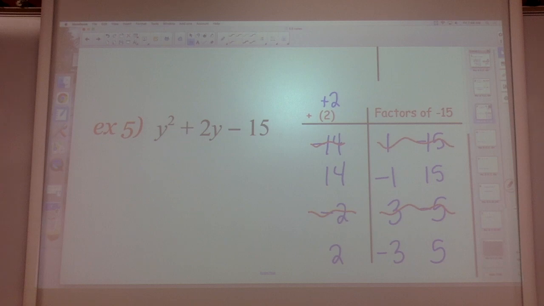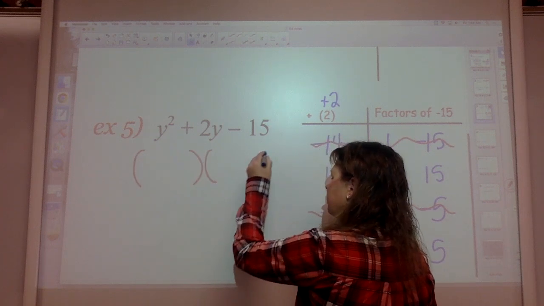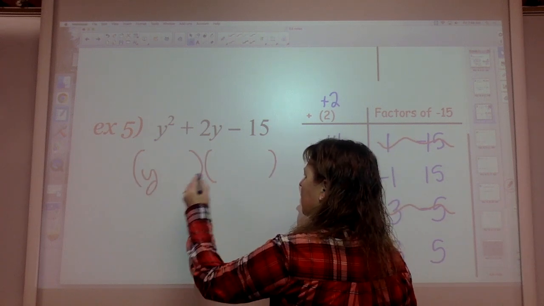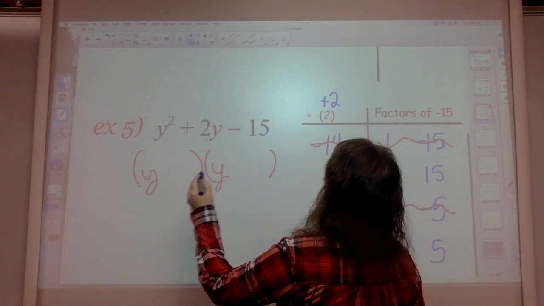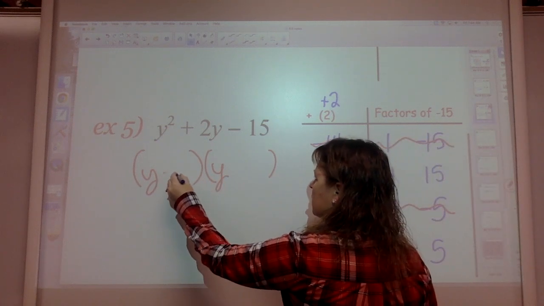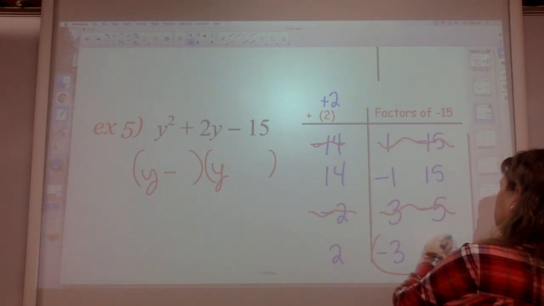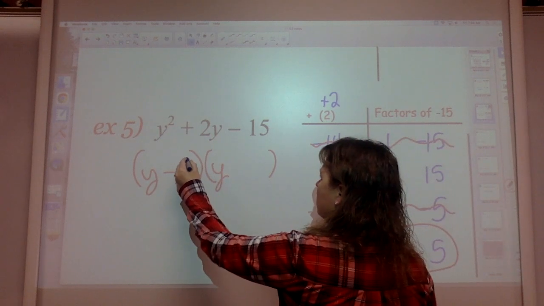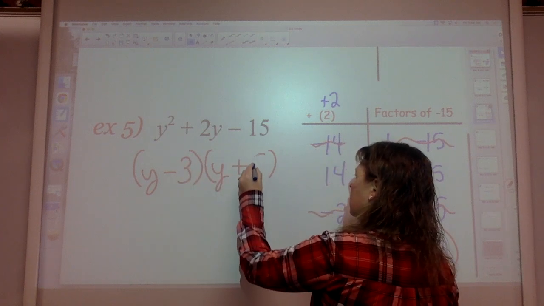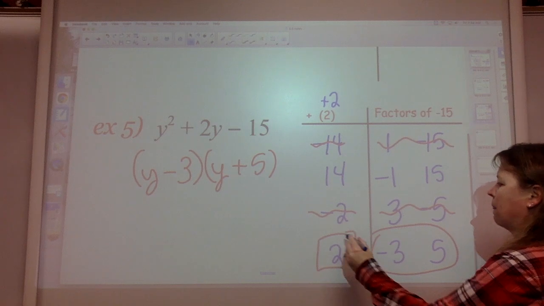The sooner you catch on to that, the less time it takes you to do every one of these example problems or your homework. All right, break it up. We've got a y and a y. And our two factors we found out over here are negative 3 and 5. So it's minus 3 and plus 5. Remember, we wanted it to come out to be 2.